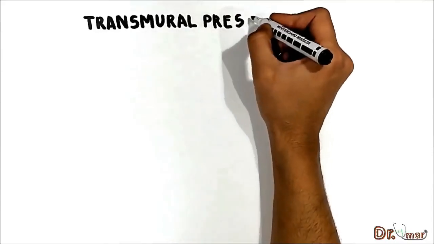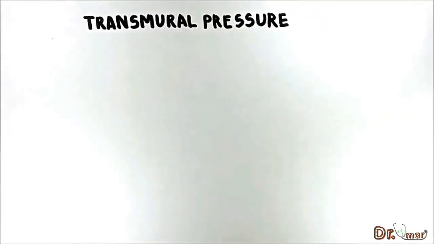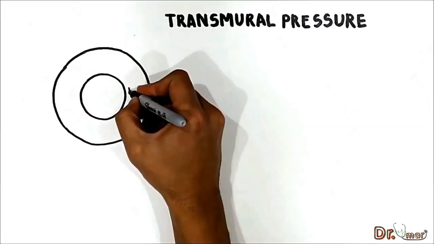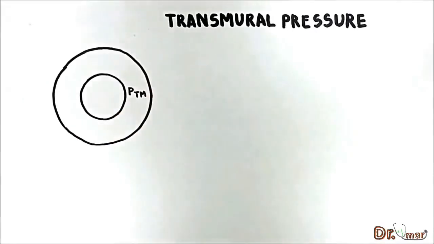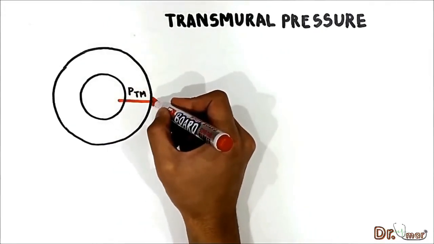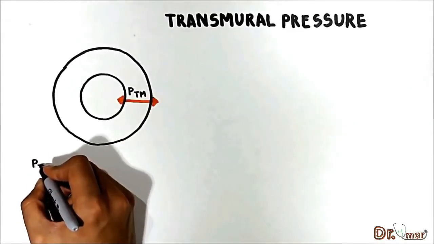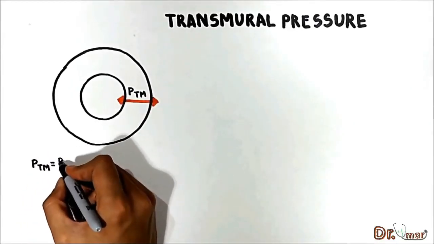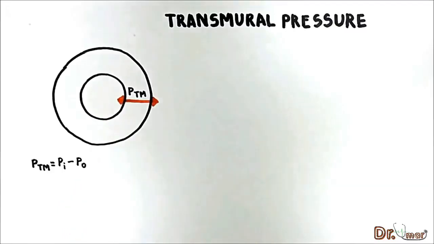Now, in this part of the video, we'll talk about transmural pressure. Transmural pressure is a pressure gradient across any tube or sphere. It is calculated as inside pressure minus outside pressure. This pressure determines whether the sphere will expand or collapse.